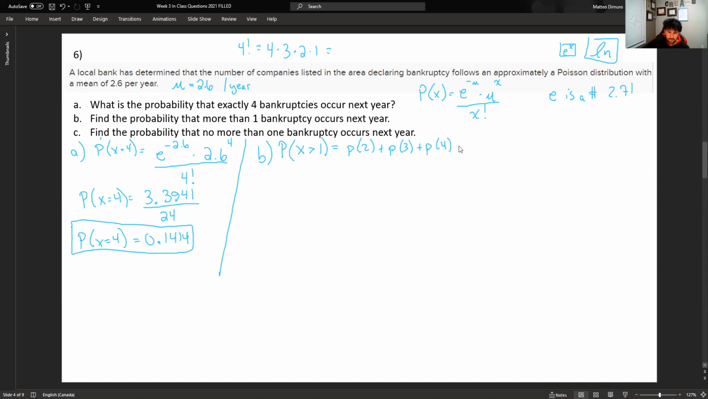So more than 1 just means like keep going, right? So 5, 6, 7. So really, when you think about it, plus, like when do you really like stop?